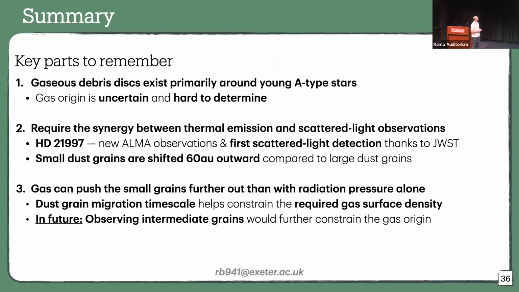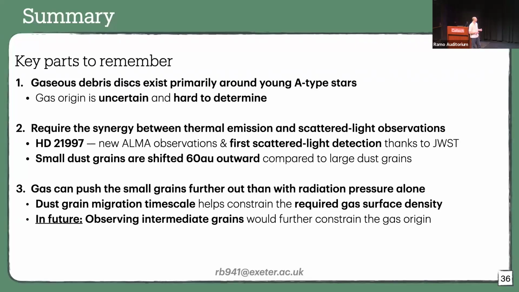Cool. So we saw that gaseous debris disks exist primarily around young A-type stars. However, the gas origin is uncertain and quite hard to determine. I showed you first scattered light detections of this system, HD 21997, where we see our small grains to be shifted 60 AU outwards compared to our large grains. And this can only be possible when we have this synergy between ALMA, which is going to look at our large grains, and JWST or other instruments that can look at the scattered light.